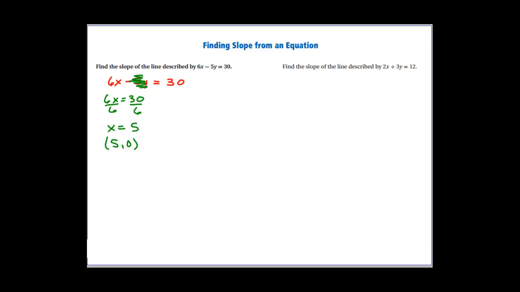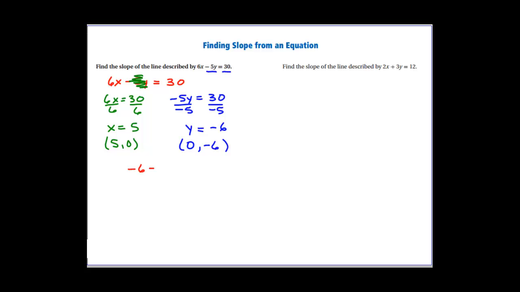Then I'm going to solve it for y. So my original is negative 5y equals 30. I'm going to divide both sides by negative 5. y is going to equal negative 6. So my coordinate for y, or my y-intercept, is 0, negative 6. Now I have 2 coordinates that I can work with in order to find my slope.